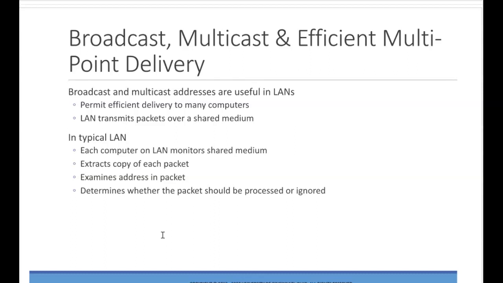Broadcast and multicast addresses are useful in local area networks because they permit efficient delivery to many network computers. To understand the efficiency, recall that a LAN transmits packets over a shared medium. In a typical LAN, each computer on the LAN monitors the shared medium, extracts a copy of each packet, and then examines the address in the packet to determine whether the packet should be processed or ignored. You can relate multicast to receiving mail in your name or as a member of a group, such as homeowner, safe driver, or even occupant.